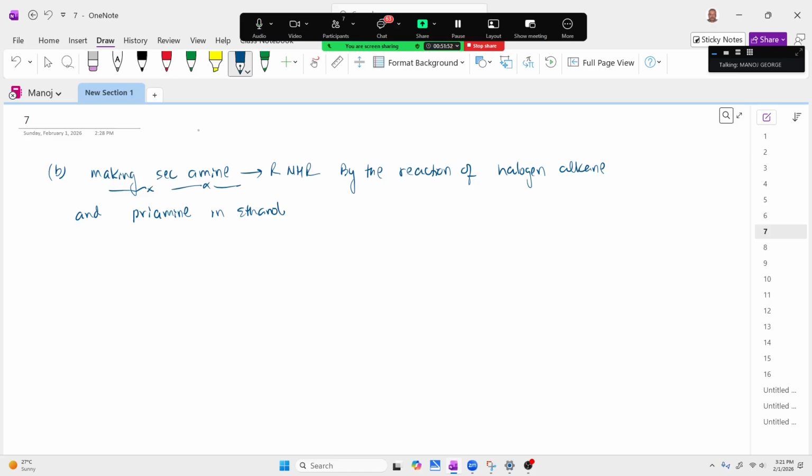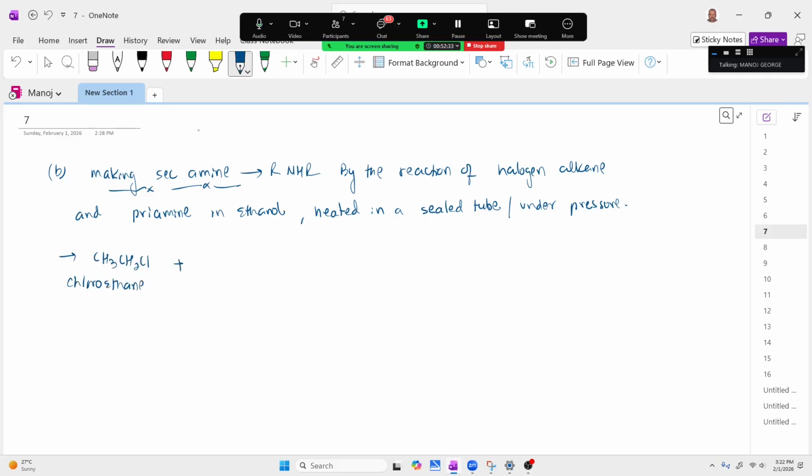Okay, just give me a second. And heated in a sealed tube. I can say heated in a sealed tube, or I can just say under pressure. So obviously you have to keep all the conditions in mind. Let's have a look. So I'm using a halogen alkane. So let's say I want to use CH3CH2Cl. This is chloroethane.